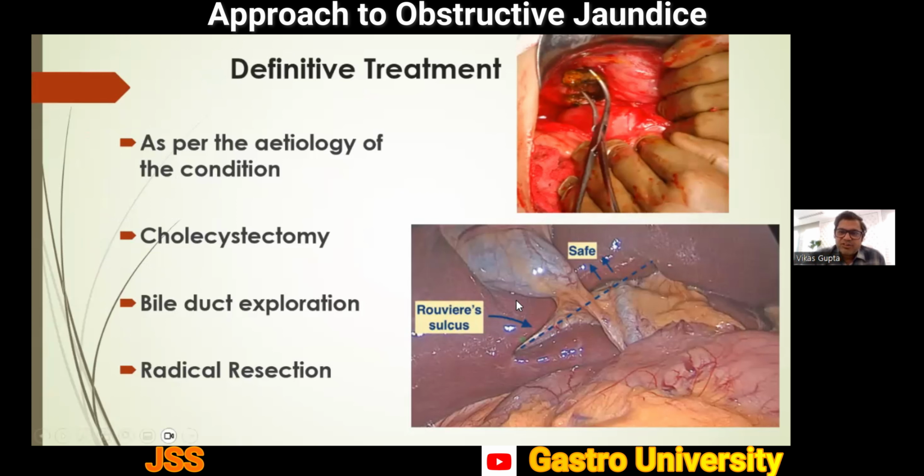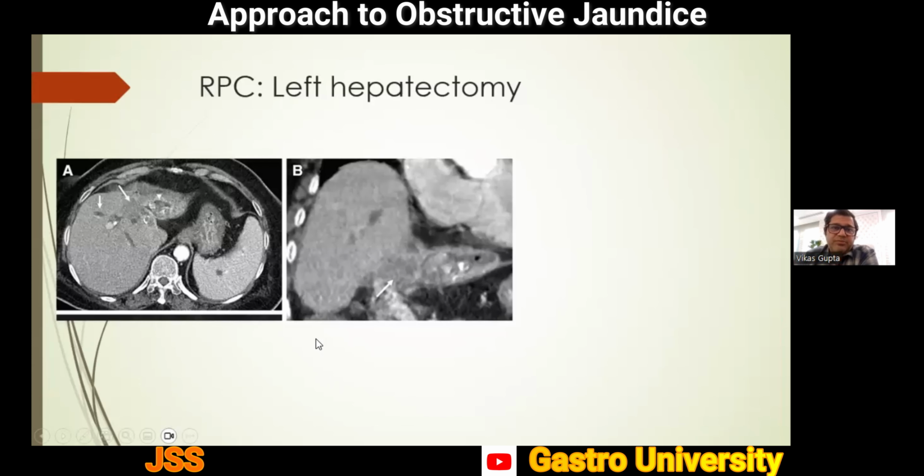A simple cholecystectomy will be sufficient for a patient who has gallstone disease with a bile duct stone and who has undergone bile duct clearance. Bile duct exploration is needed if the stone is large, or if stent has been placed and stenting has not been successful. Radical resection is required sometimes.